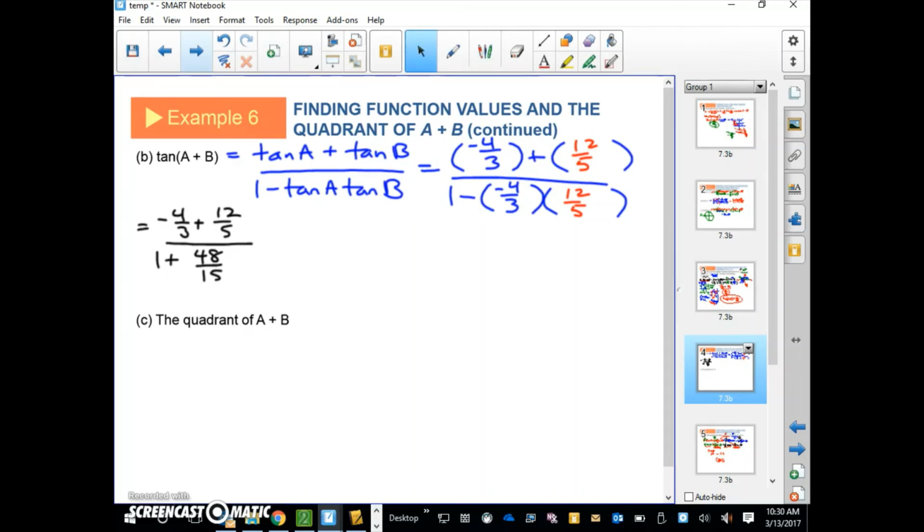And as always, when we add fractions, we want a common denominator. So let's get a common denominator. Over here, I'm going to multiply by 5 over 5, and here I'm going to multiply by 3 over 3. So that I'm looking at negative 20/15 plus 36/15. And on the bottom, 1 plus 48 over 15, let's just call this 15 over 15. I'd have 15/15 plus 48/15 is 63/15.